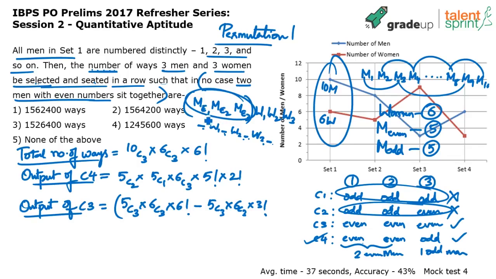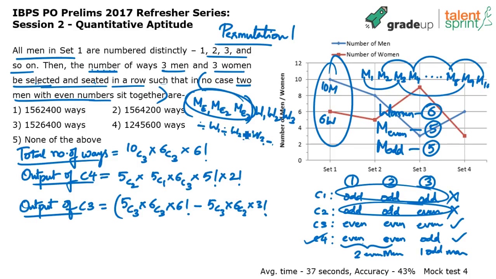This is a very, very important concept. I am assuming you are thorough with the concept there. If not, go through the TalentSprint online video on permutations and combinations. First, arrange the women. 3 women can be arranged in 3 factorial ways. Now, in the gaps, in total how many gaps are there? 1, 2, 3, 4. The 3 men can take any of these 4 positions. And whichever 3 positions you take out of these 4, you will always find that the men are separated.